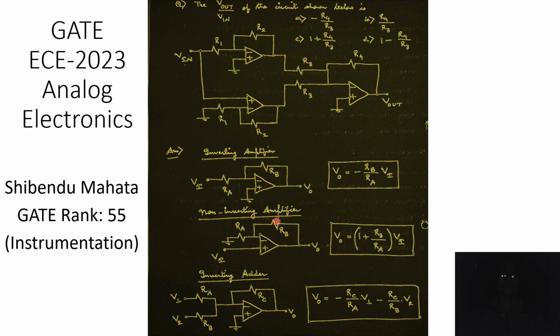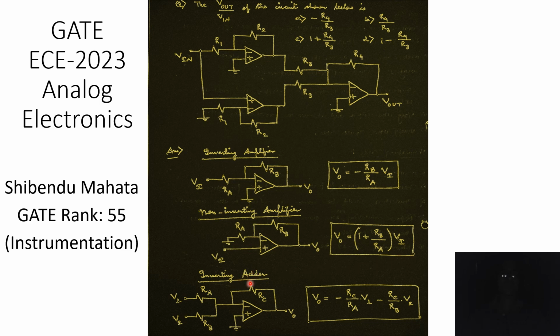Next is the non-inverting amplifier. Here the input is applied to the non-inverting input terminal, and the feedback resistance RB is again present in the form of negative feedback, and this is the resistance RA connected to ground. For this topology, the output voltage Vout is given by 1 plus RB by RA multiplied by Vi.